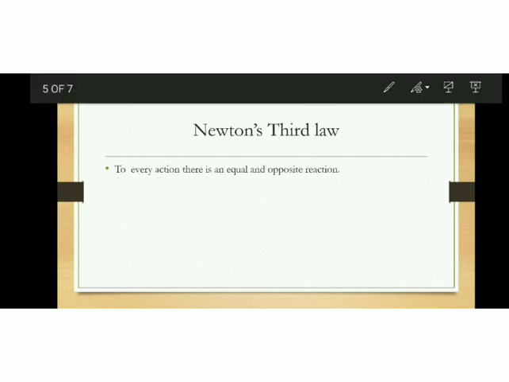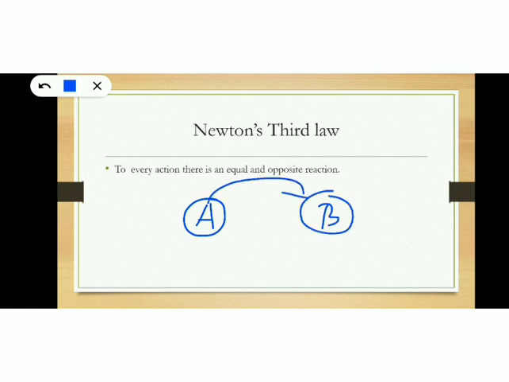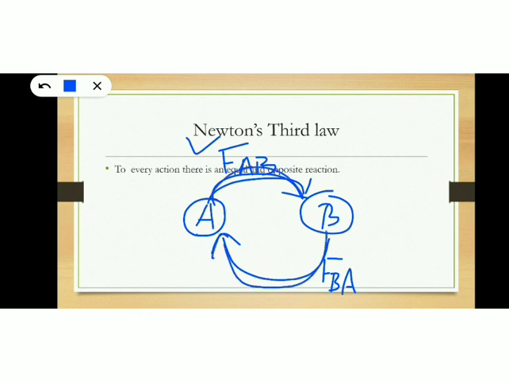Then Newton's third law. This is a very famous law. To every action, there is an equal and opposite reaction. See, consider there are two objects A and B. Suppose A exerts a force on B, and that force can be denoted by FAB, force exerted by A on B. So if A exerts a force on B, then B in turn exerts a force on A, which is denoted by FBA. That means for every action, so FAB considered as an action, for every action there is an equal and opposite reaction. So FBA is the reaction force.